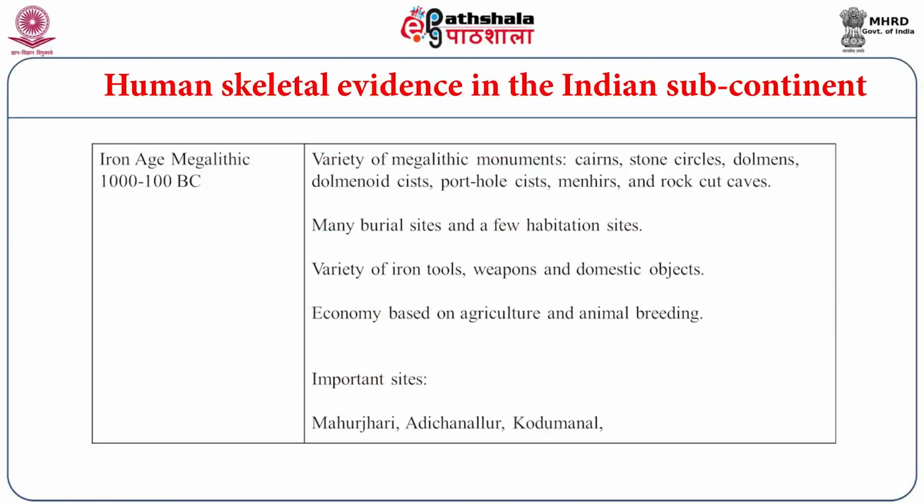The megalithic burial monuments were erected for the dead, and this particular society, when iron was in regular use as an implement, was practicing the megalithic burials. They buried the dead in various monuments. The monuments were built of stone, and also sometimes they used pottery materials such as urns and sarcophagus. We have several burial types such as cairns, stone circles, dolmens, dolmenoid cists, port-hole cists, menhirs and rock-cut caves.